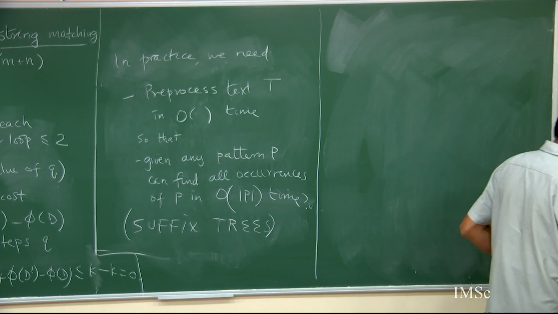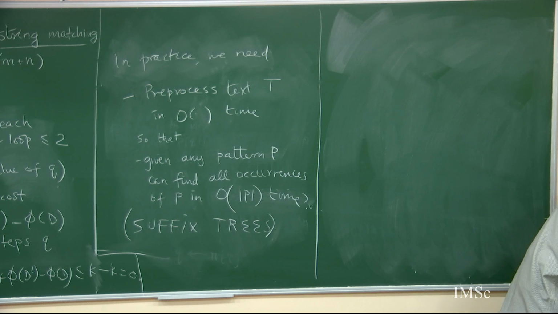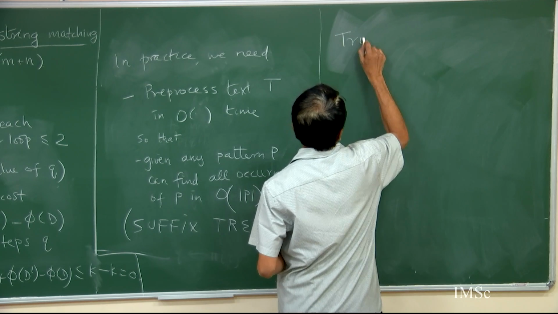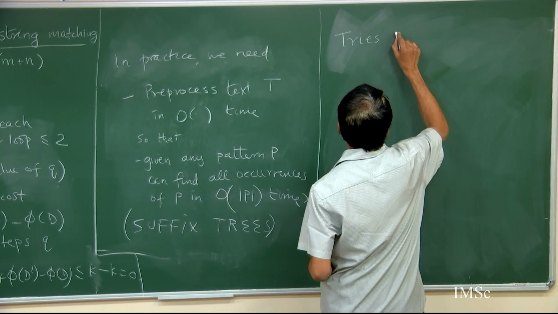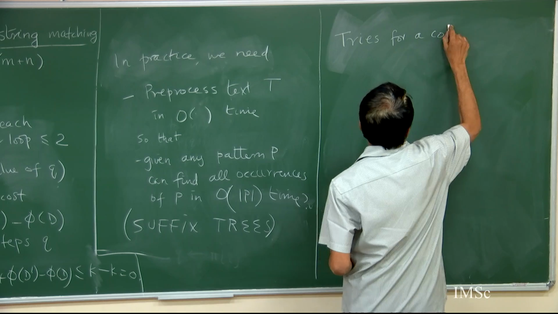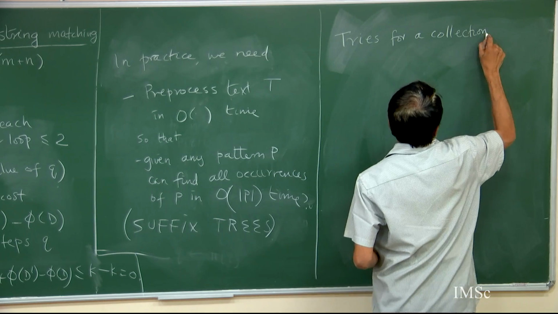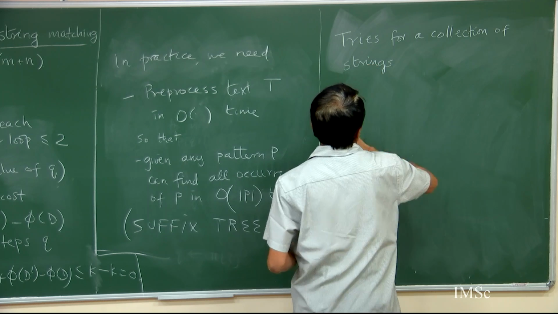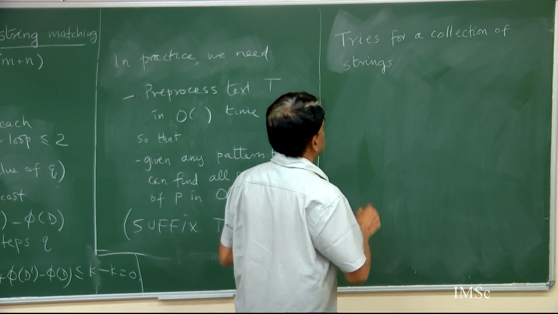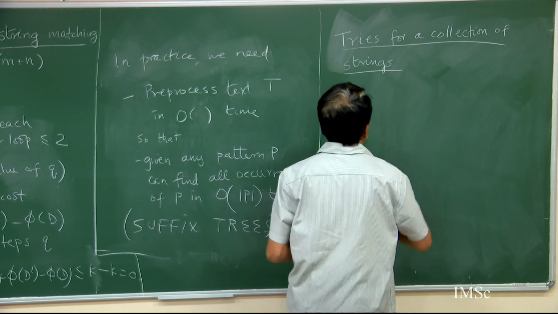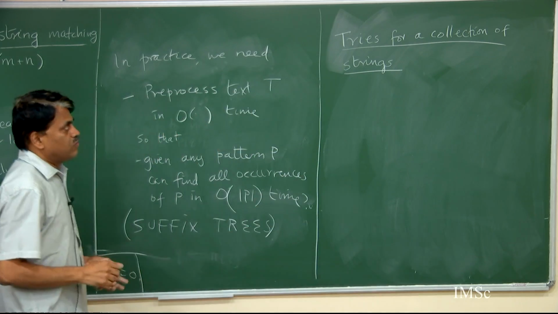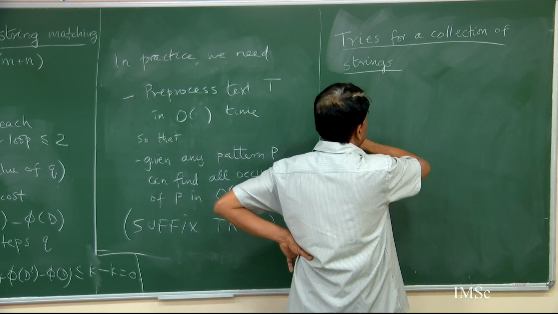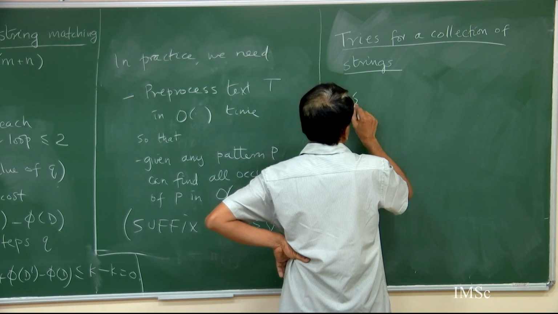Before I talk about suffix trees, let us talk about tries. A trie is a data structure for a collection of strings. It is a version of a tree, a tree for strings. So let me just give an example.